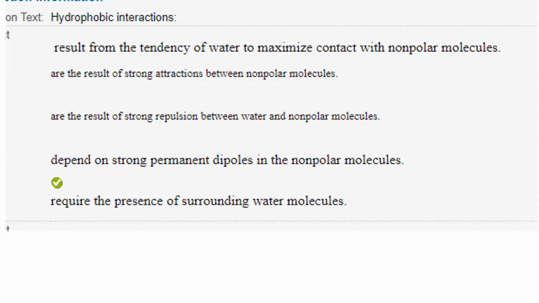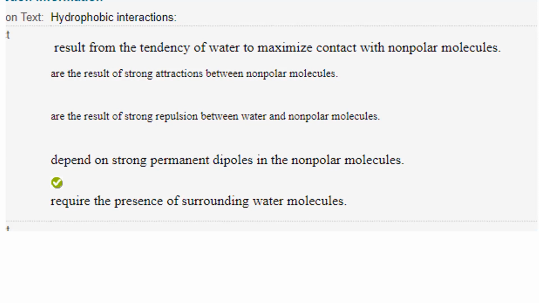First, hydrophobic interactions. Hydrophobic interactions are not repulsion, right? Water and non-polar molecules don't repel each other. Non-polar molecules are perfectly fine interacting with water. They don't care about being separated. They would be fine being dissolved in water. But it's the water that is forming a cage around these non-polar molecules. They are pushing the non-polar molecules together so they don't really have to interact with them all that much, right?